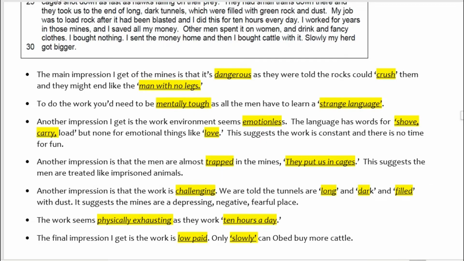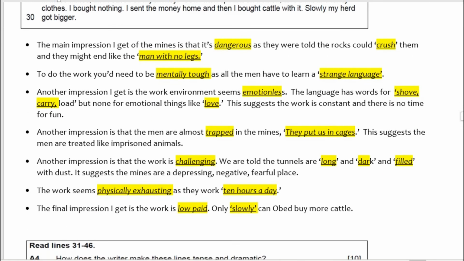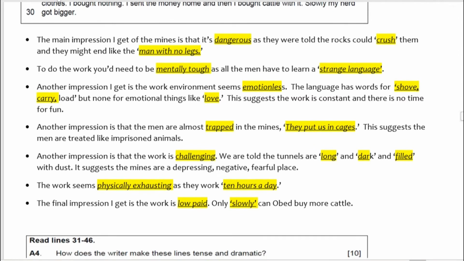of the work in the mines. Some I've explained in a bit of detail, and some I haven't. Okay, but remember, you've only got 13 to 15 minutes, and the examiner loves quotes. As many quotes as you can, that would be amazing.